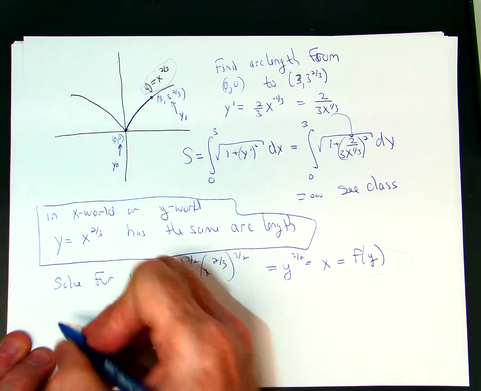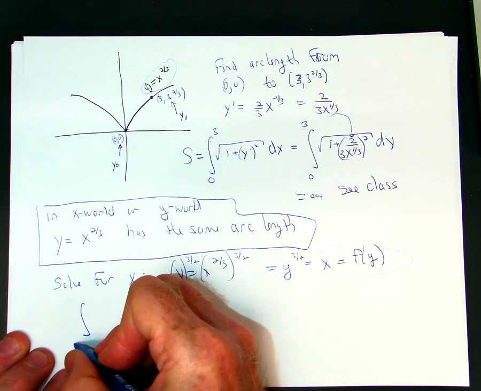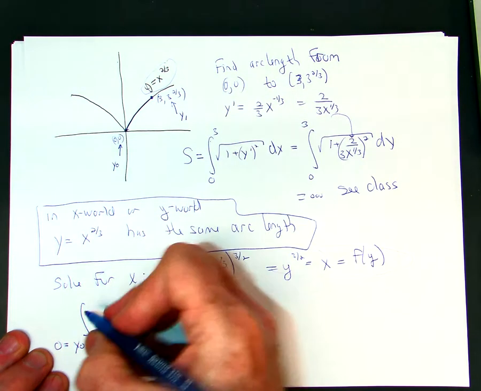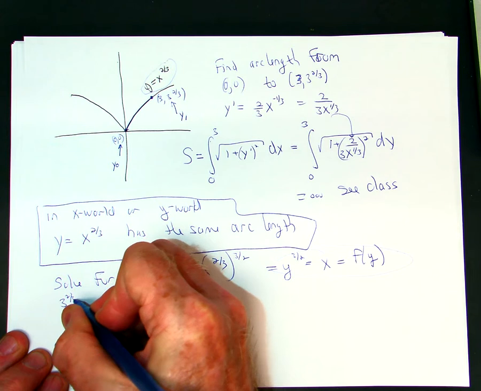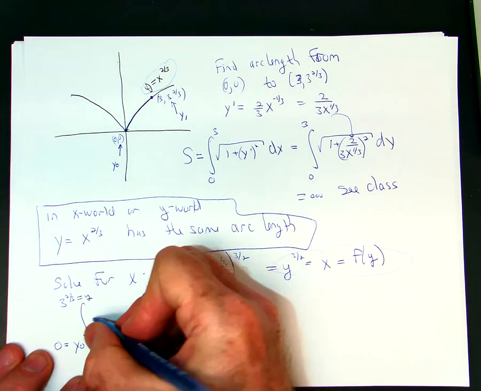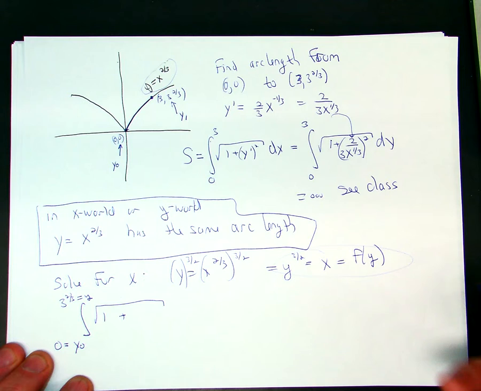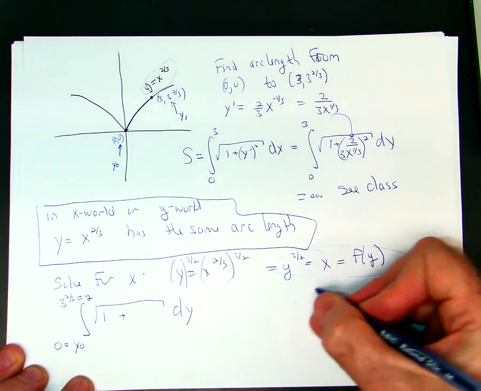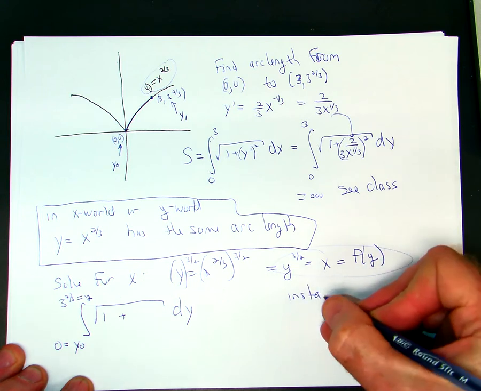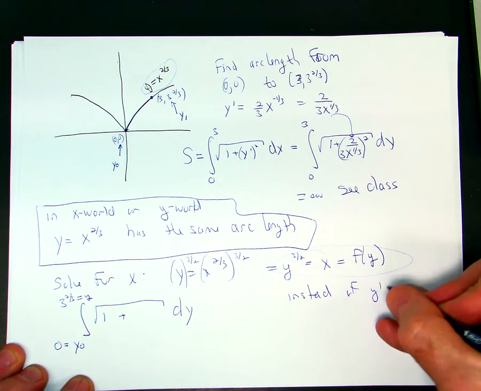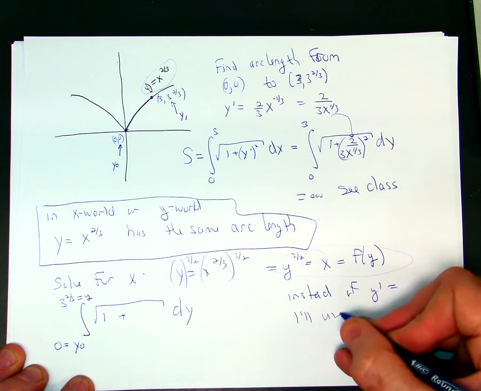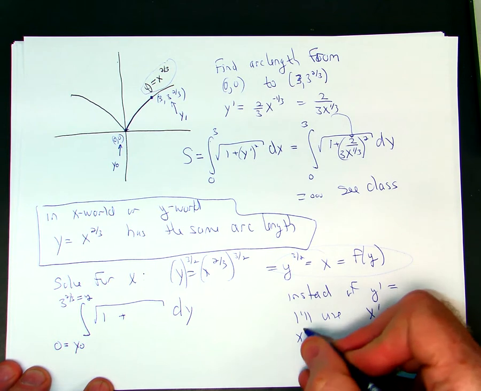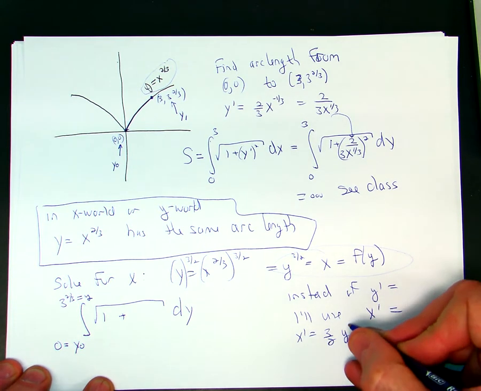So in other words, I can do this. I can say, okay, I'm going to go from y0 equaling 0, because that's the y coordinate at that point, to 3 to the 2/3 equaling y. And I'm going to get the same arc length. So what do I have to do? Well, I have dy here, and then instead of y prime, I'll use x prime. So I look for x prime. x prime is 3/2 y to the 1/2.